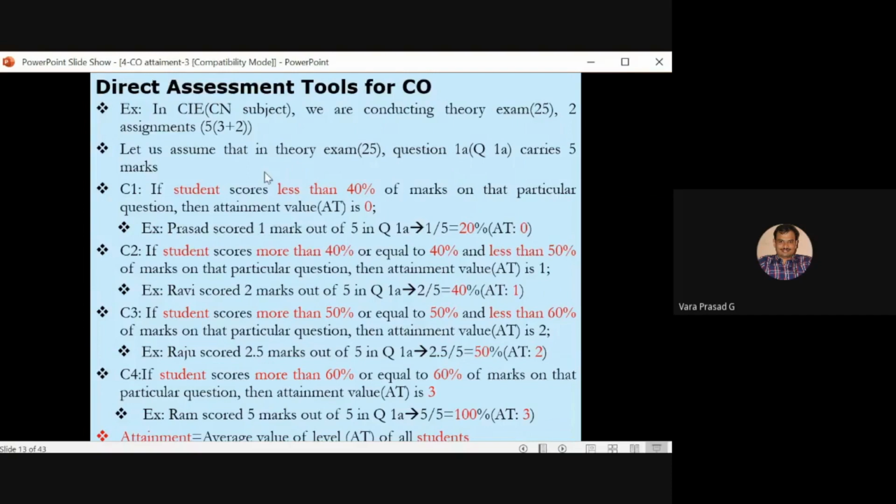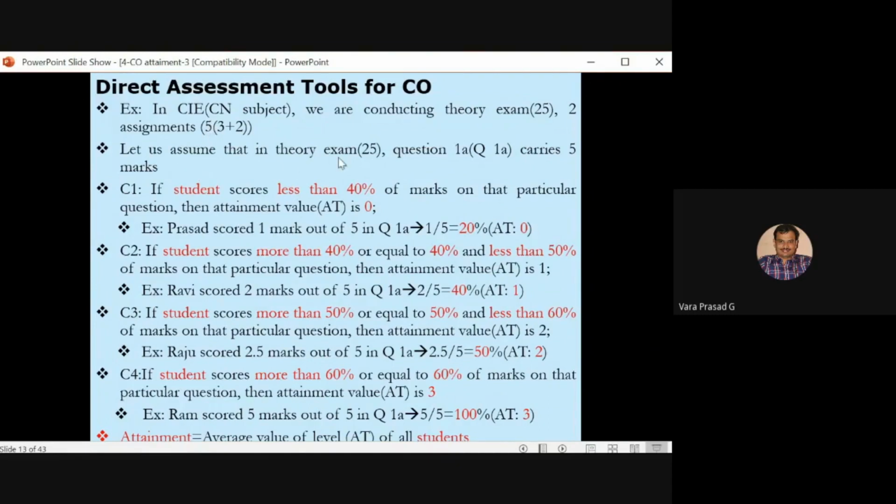From here onwards, I'm talking about the direct assessment tools for the CO. How do you calculate the CO attainment value here? I already told that CIE is nothing but internal exams. There is a subject called computer networks. In previous slides, I already told that we conduct the theory exam for 25 marks, and we give two assignments to the students. The first assignment carries 3 marks, the second assignment carries 2 marks, and the total marks for assignments is 5 marks.